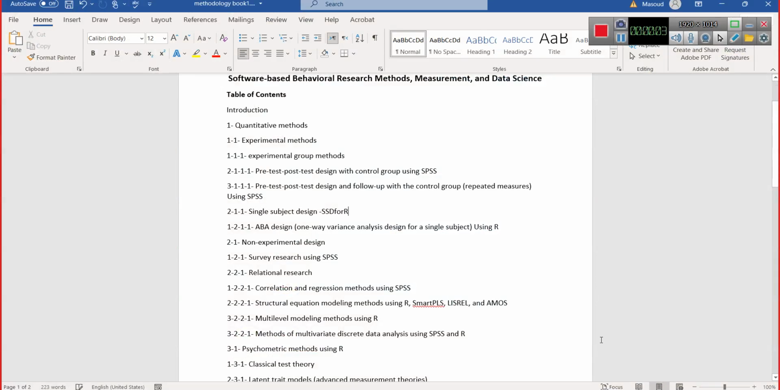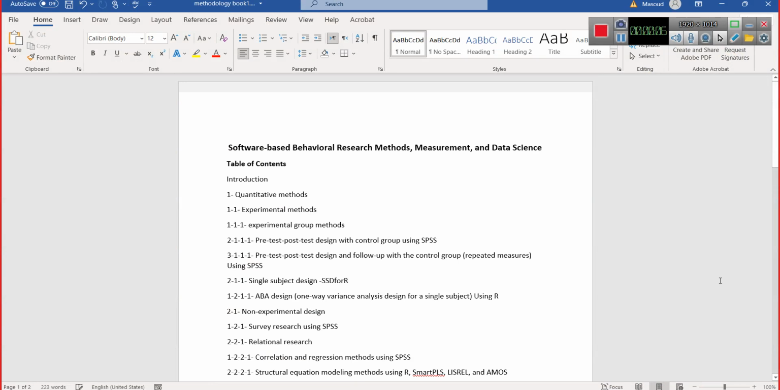Okay, today I'm going to lecture about what I mean by behavioral research methods, measurement, statistics, and data science. That is actually an approach that uses software. It's not something based on some kind of theory or something that is not applicable. All of these approaches are based on software, so I would rather name it software-based behavioral research methods, statistics, measurement, and data science.